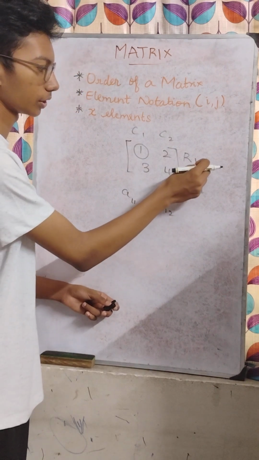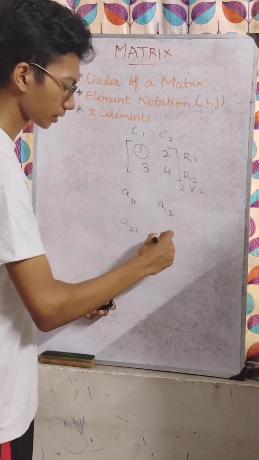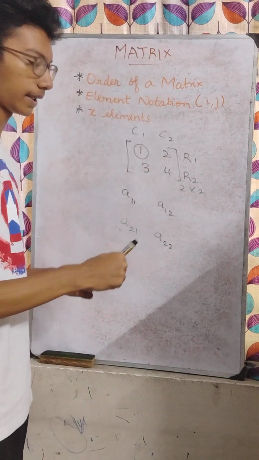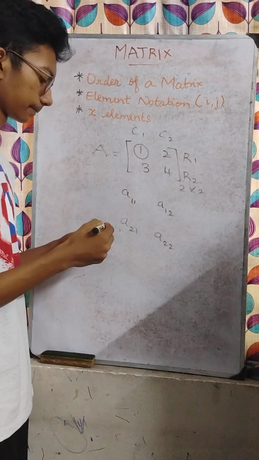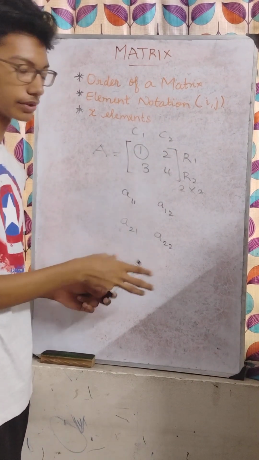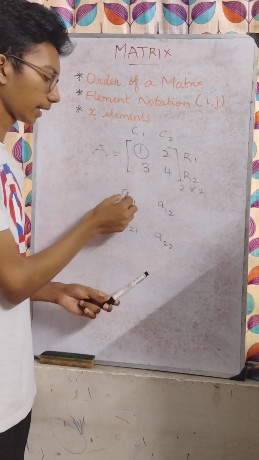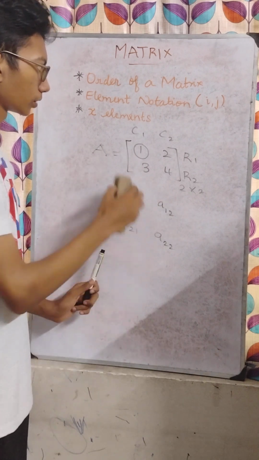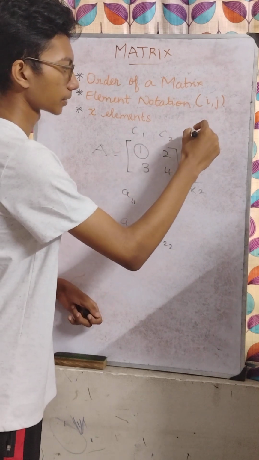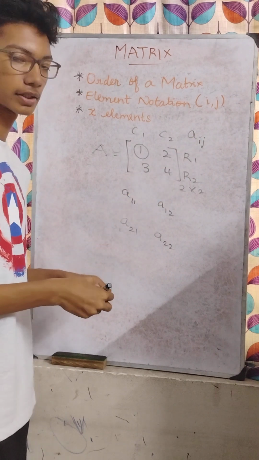Again, the first number denotes the row, the second number denotes the column. Now this is A21. This is A22. Here the A is usually the name of the whole matrix, so we'll denote the matrix as A. Since we have used capital A as the name of the matrix, we are using small a to represent the element names. An element is usually represented as a_ij, where i represents the row number and j represents the column number.